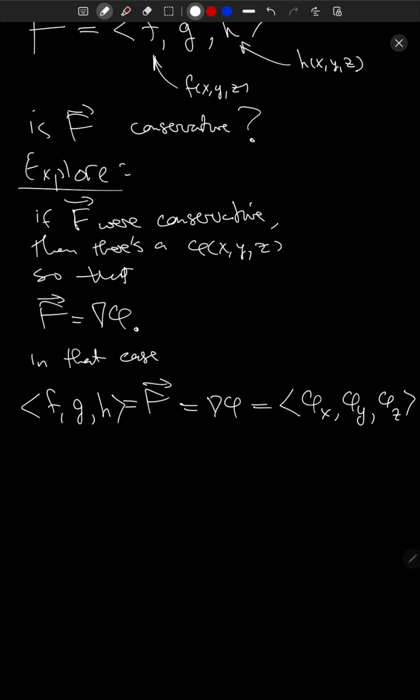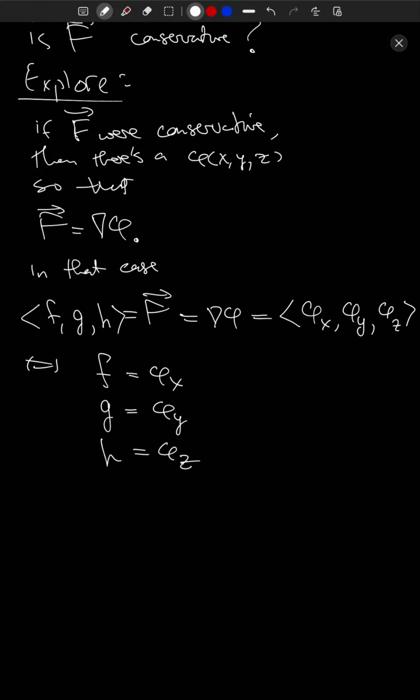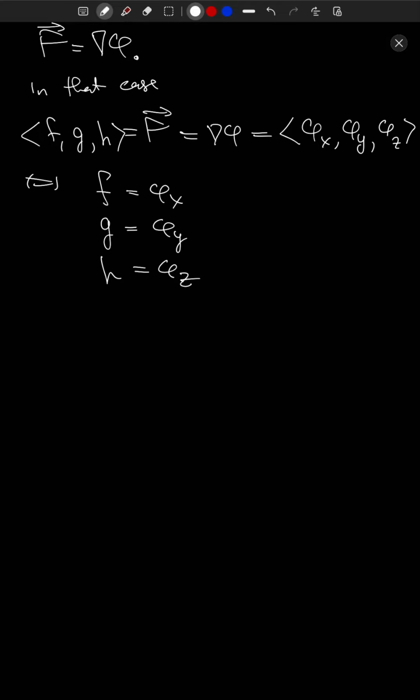And so in that case, if F is a gradient vector field, then we must have little f equal to phi sub x, little g equal to phi sub y, and little h equal to phi sub z. So nothing interesting has happened yet. We've just written down definitions here. But here's where things get really interesting.